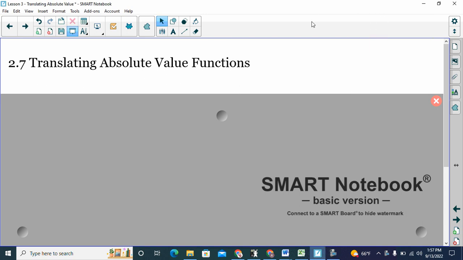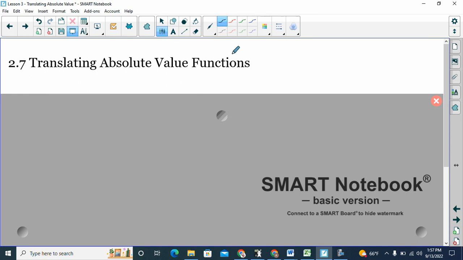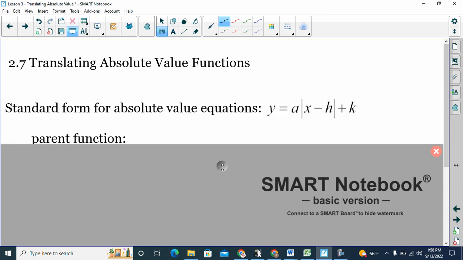Today's notes are from section 2.7, which takes what we did a couple class periods ago with graphing absolute value functions and what we talked about last class with transforming functions and puts them together. So we will be translating absolute value functions here in section 2.7. It is another way to graph absolute value functions.